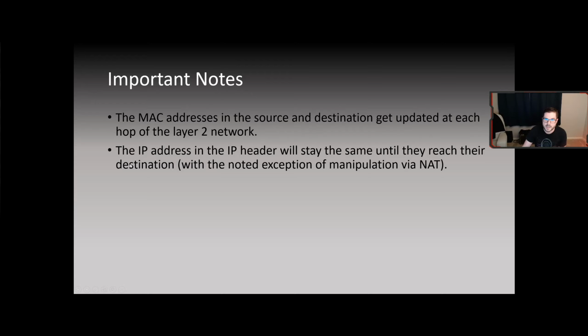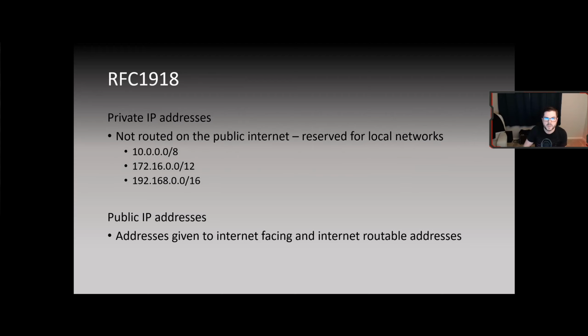The IP address and the IP header stay the same though, with the exception of it being manipulated by network address translation, which we're going to talk about right now, because of RFC 1918. RFC 1918 is a declaration of private IPs and public IPs. You have your private IPs that are used for your local networks. They are not routable over the public internet.